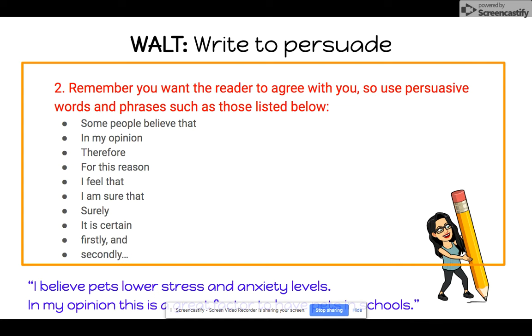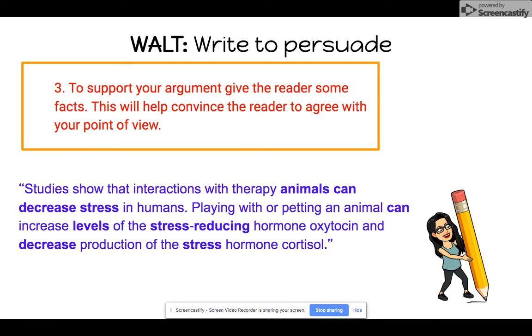2. Remember you want the reader to agree with you, so use persuasive words and phrases such as those I've listed below. Here are a few examples that you could use at the start of your sentences to try and persuade the reader to agree with you. So I've chosen: I believe pets lower stress and anxiety levels. In my opinion, this is a great reason to have pets in schools. Which of those sentence starters might you use to try and persuade somebody to come around to your way of thinking?